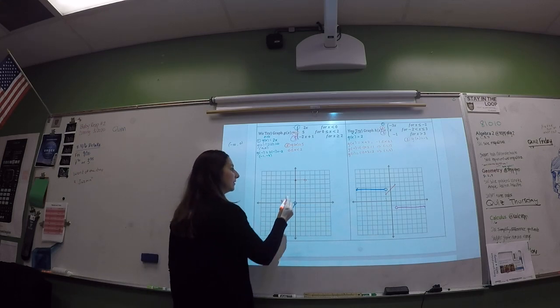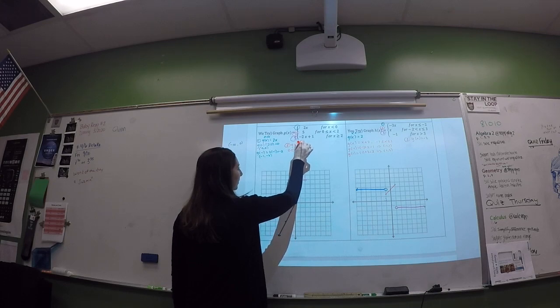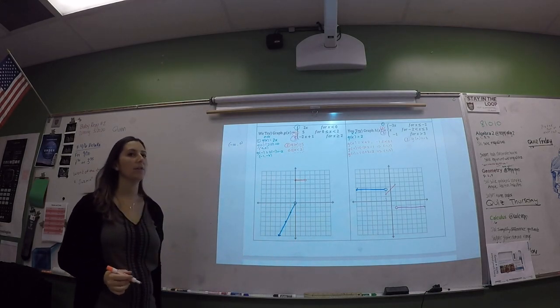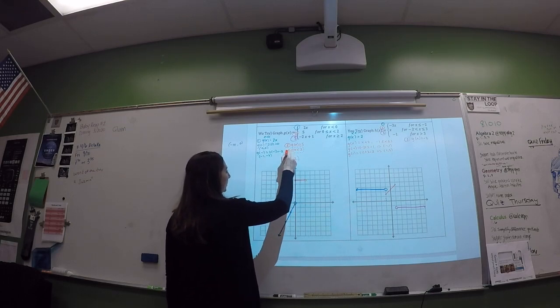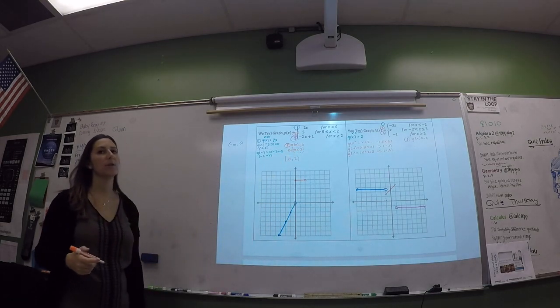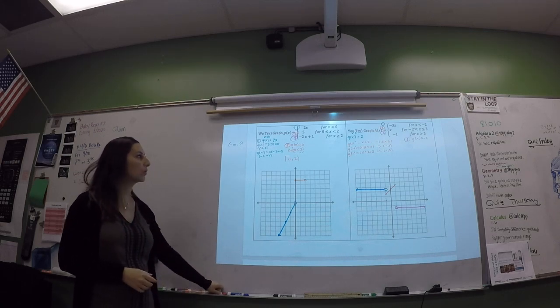So why do you put an open circle? Because if you look at just this part, 2 is not included. So that interval is 0, 2, not including 2. It is including 0. Alright, then we got one more piece.